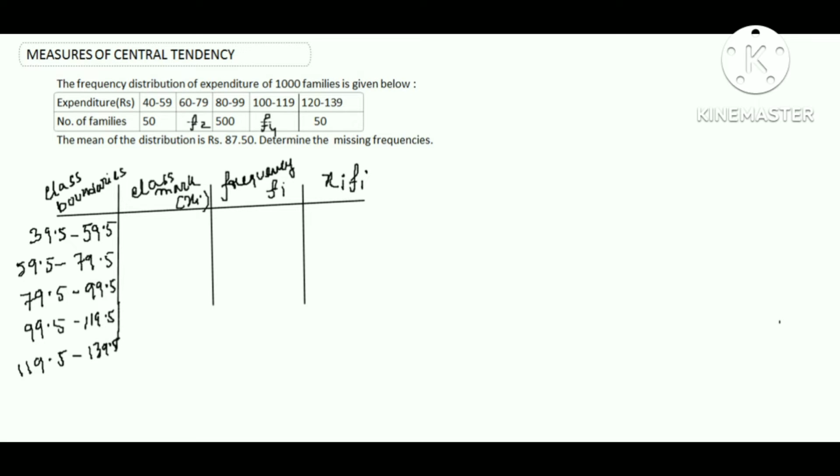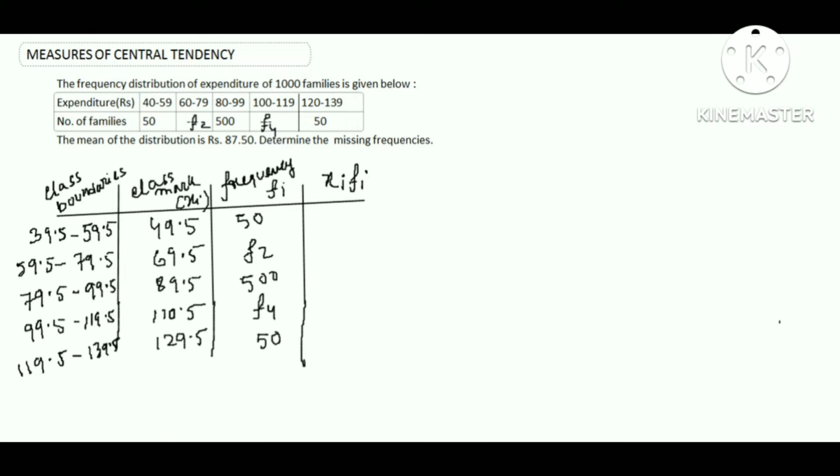The class mark is the middle value of these two limits. That means the lower class limit plus upper class limit divided by 2, and it will give the value 49.5. The next should be 69.5, 89.5, 110.5 and 129.5. The frequencies are given as 50, F2, 500, F4, and the last frequency is 50.